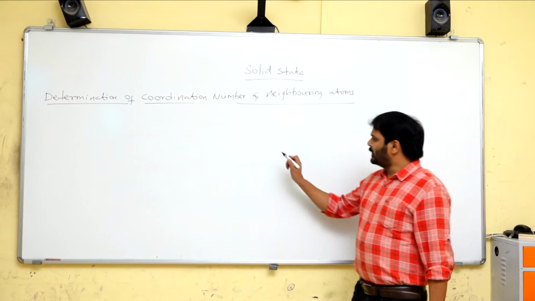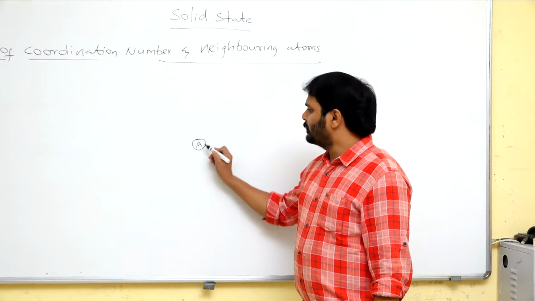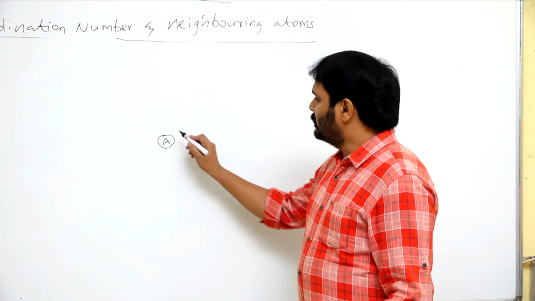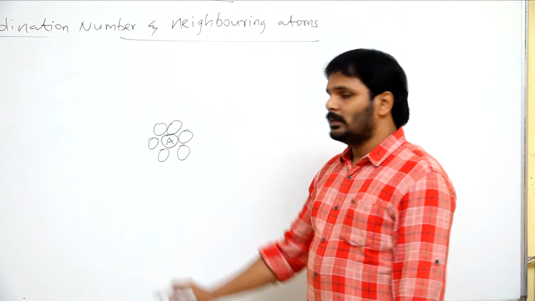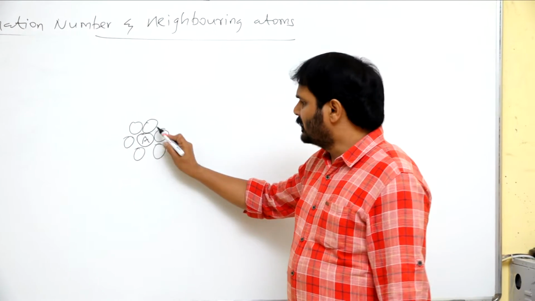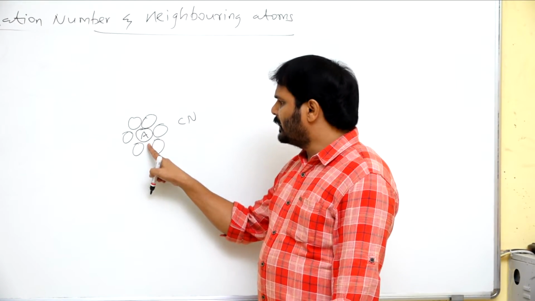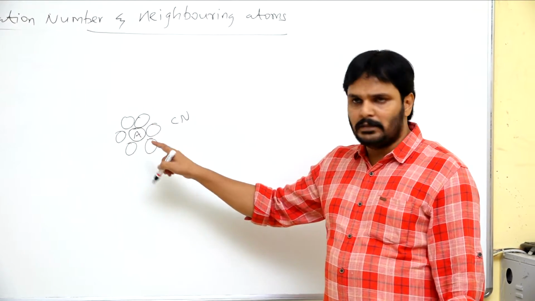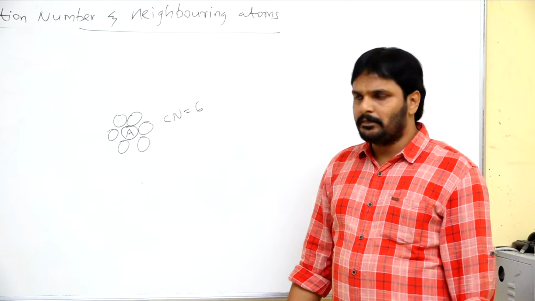Coordination number is nothing but, say for example, this is a particular atom A. This atom is surrounded by some number of atoms. These atoms are directly in contact with this particular atom. This number is known as the coordination number. And here for this atom there are 6 atoms, so the coordination number for this central atom is 6.